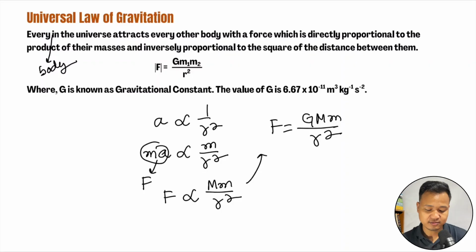This is Newton's law of gravitation. So G is the gravitational constant, the universal gravitational constant. Its value is 6.67 into 10 power minus 11. Okay, so we'll solve questions on this one.